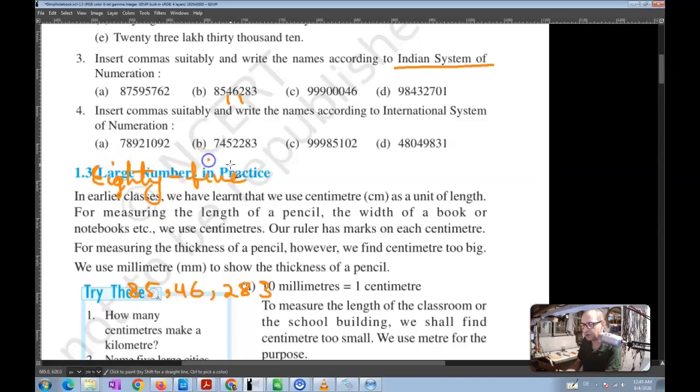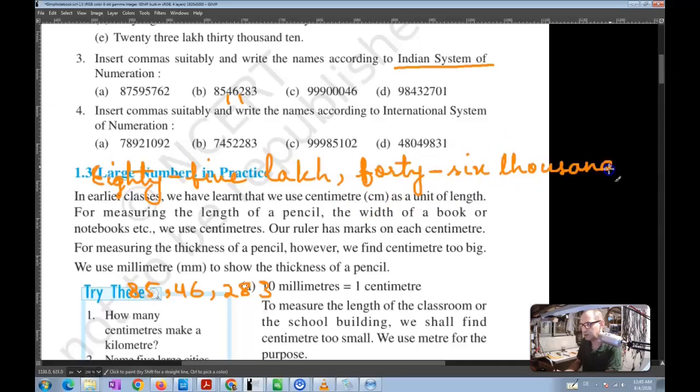85, meaning 85 lakh 46,283, right? So you can essentially see how these numbers are supposed to be written.